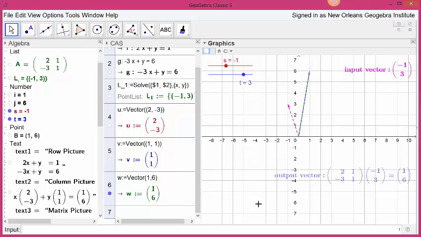I hope that's helpful and it gives you a better sense of how we're thinking about the three different ways of viewing linear algebra.